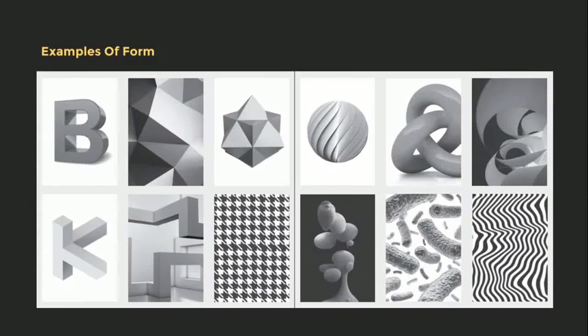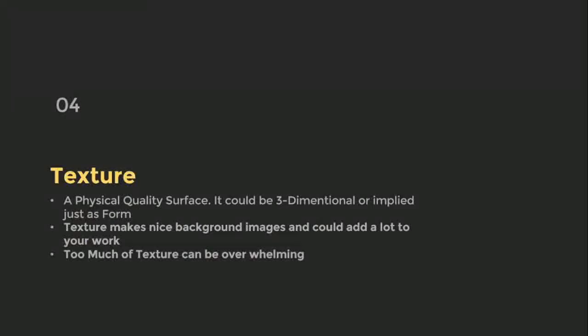Up next is texture. Now, texture is a physical quality of a surface. It could be three-dimensional or implied, just as form. Texture makes a nice background image and could add a lot to your work. Textures are actually created from real life instances. But sometimes when you use texture too much, it can be overwhelming. It can ruin the project.